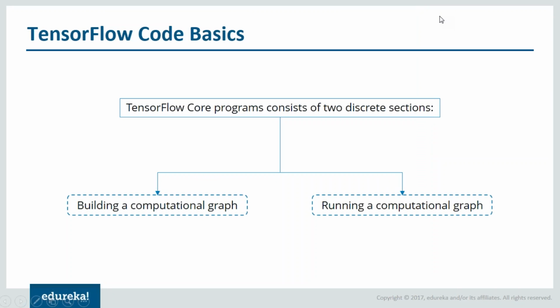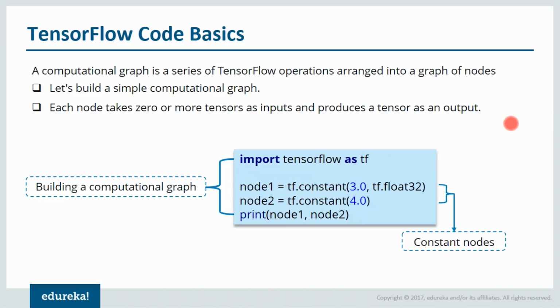Now, TensorFlow programs actually consist of two parts. One is building a computational graph and another is running a computational graph. We'll first understand how to build a computational graph. You can think of a computational graph as a network of nodes, with each node known as an operation, running some function that can be as simple as addition or subtraction, or as complex as, say, some multivariate equation.